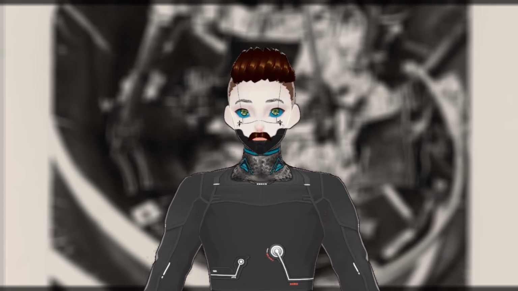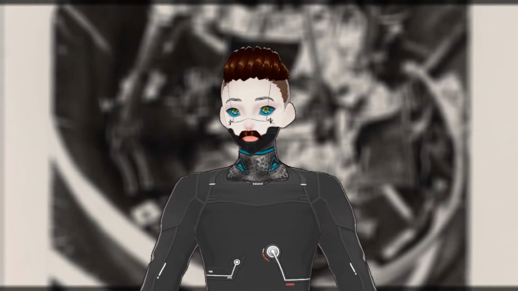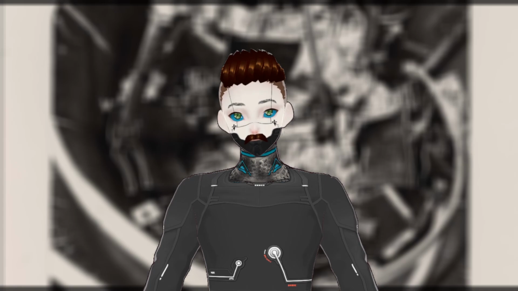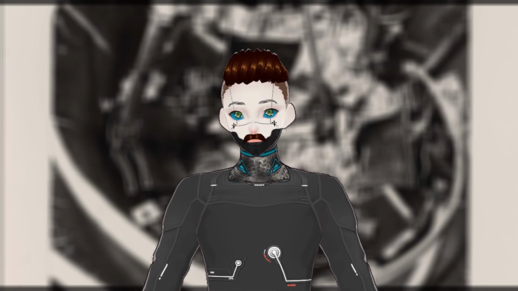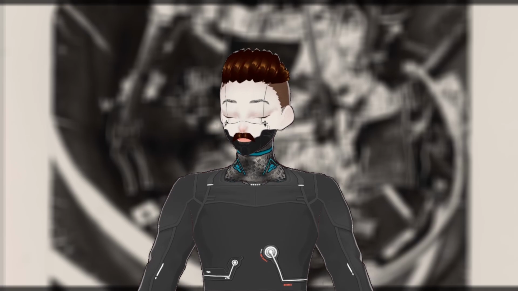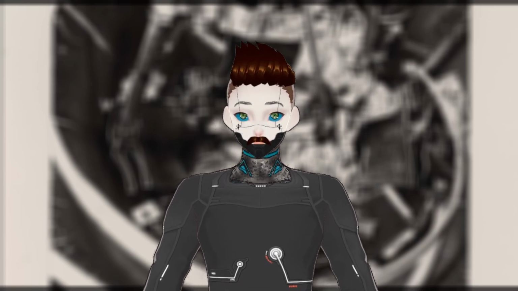The operators for this particular reactor were Specialist John Burns, Specialist Richard McKinley, and CB Richard Legg. I am not entirely certain why they had a Navy man with the rest of the soldiers on the SL-1 reactor. I believe it was something to do with their jobs. But here is where things get a little muddy, right?